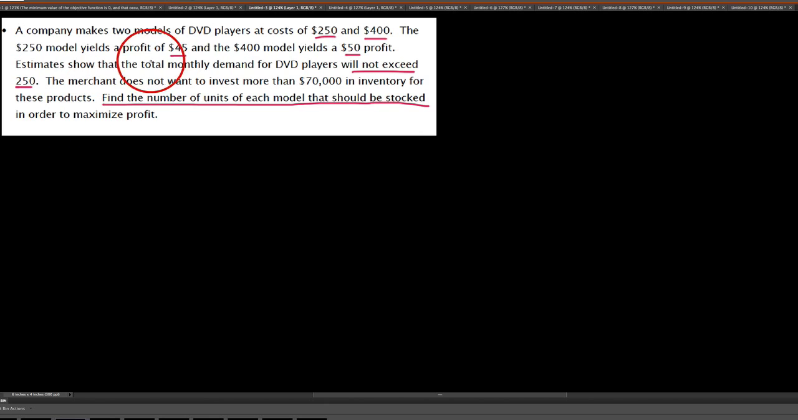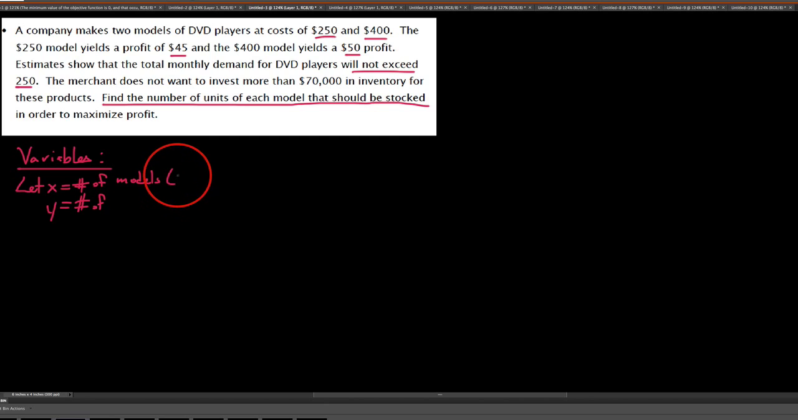And so how many models are there? Well, there are two models. So we're going to start with our variables here. And our variables, which we usually start with when we talk about an application situation, always represent numbers. I noticed that there would be two. So we have the number of $250 models, and then the number of these models that are $400 apiece.